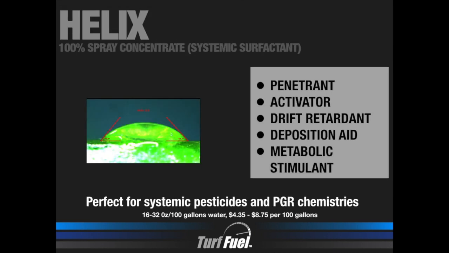Helix, by far one of the best systemic products on the marketplace. Great penetrating value to get the material through the cuticle into the plant. Great drift retardant, great deposition aid, has a plant stimulant so that systemics and PGRs will move up and down the plant easily. Again, when you look at the cost of adding Helix, $4 to $8 per 100 gallons of water, and you're going to save some very expensive pesticide loss by using this type of product.